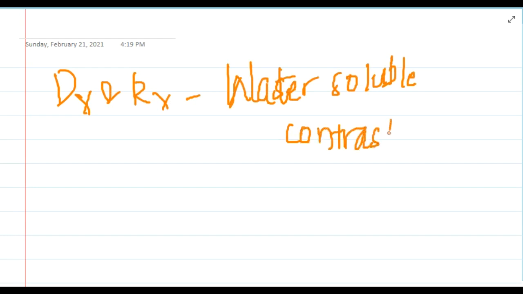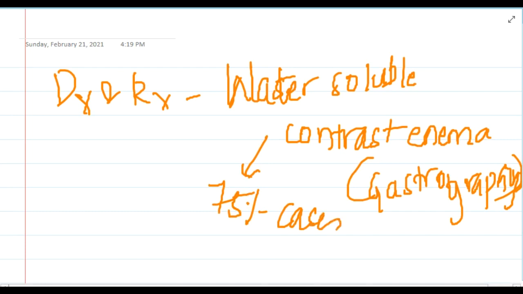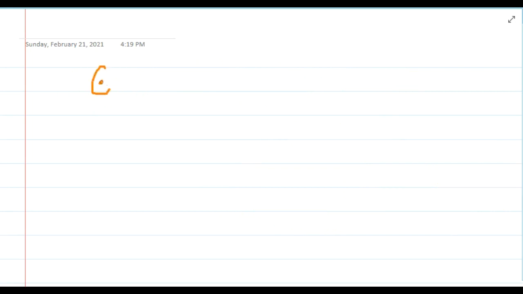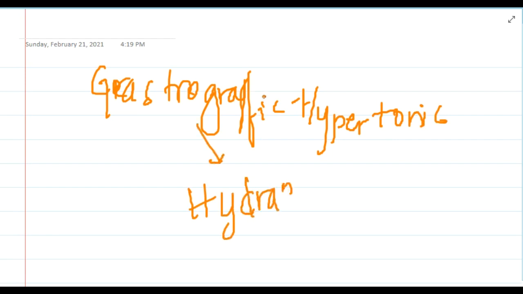This water soluble contrast enema with the gastrographin dye will cure almost 75% of cases. It will relieve obstruction in almost 75% of cases. One important thing is that this gastrographin is actually hypertonic to the baby. So, you will first have to hydrate the child properly, then you can give this gastrographin. This is one important thing.